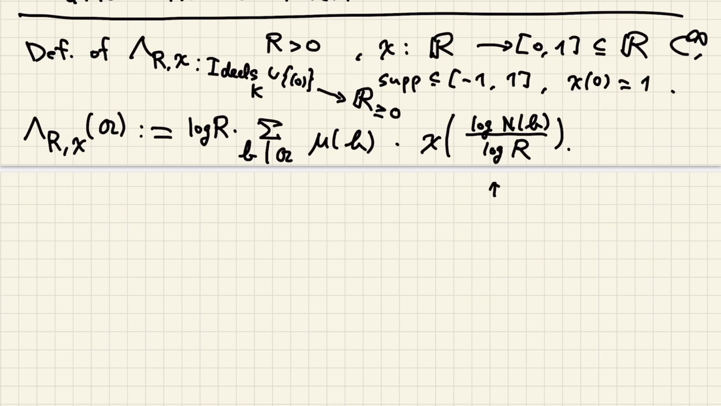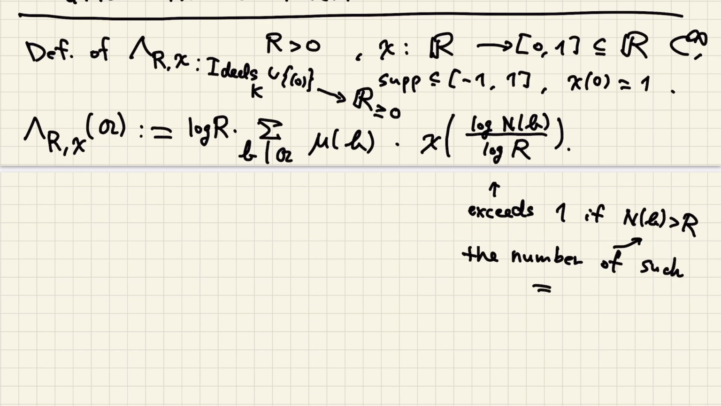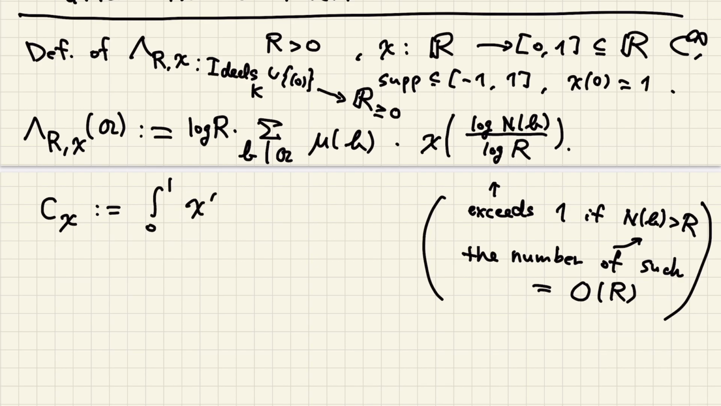It's good to remark that this exceeds 1 if your ideal has norm larger than r, and there are not infinitely many such ideals. The number of such ideals is proportional to r. So in any case, there are only finitely many of them, so this is always well defined. And for later use, I define a constant c chi to be the integral of the derivative squared, and this is of course positive. Now I can state the theorem.